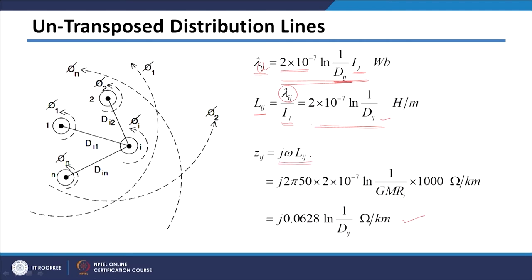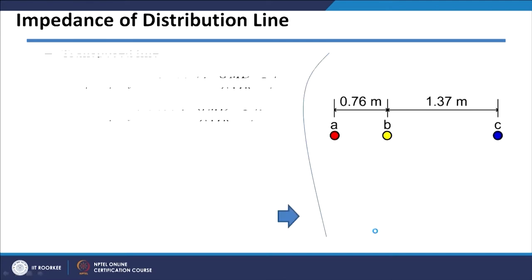In this case, resistance will not be there. So, it will be just j omega Lij. So, this is your omega, this is your Lij, which you derived. Here also, this is Dij into 1000 ohm per kilometer. So, finally, you will have this formula here, which will give me the mutual impedance between the two conductors.